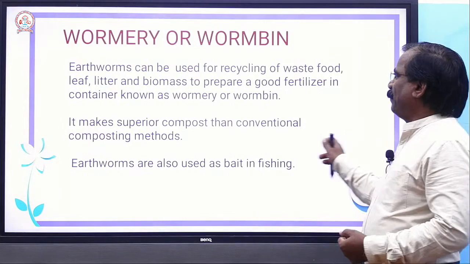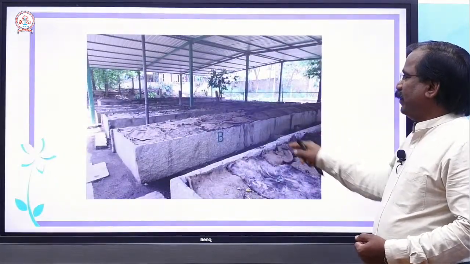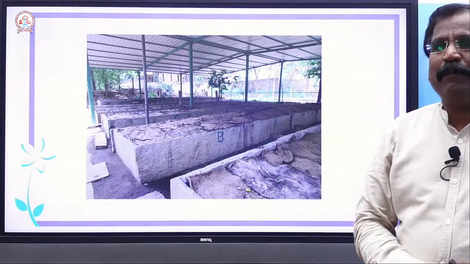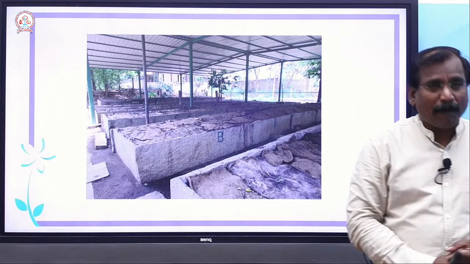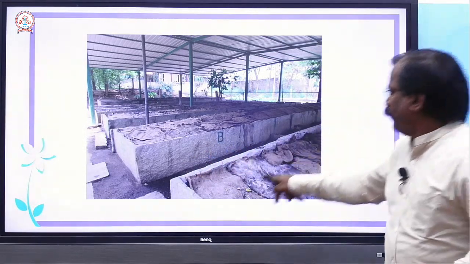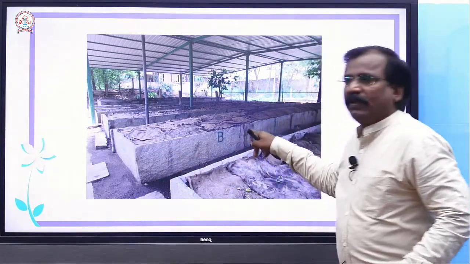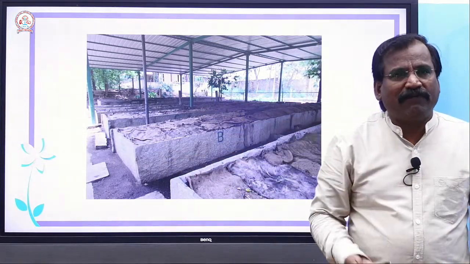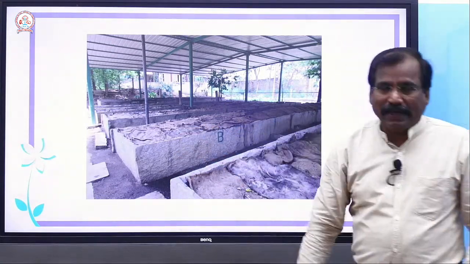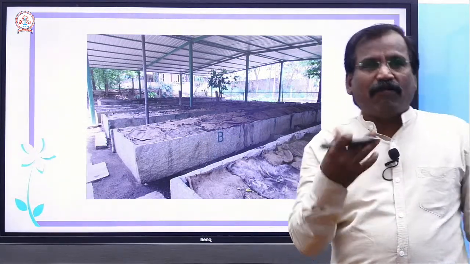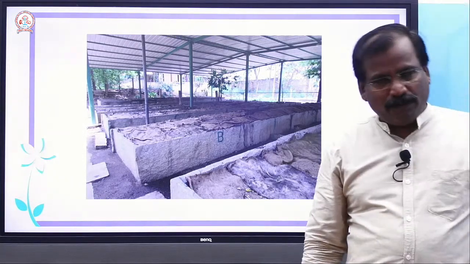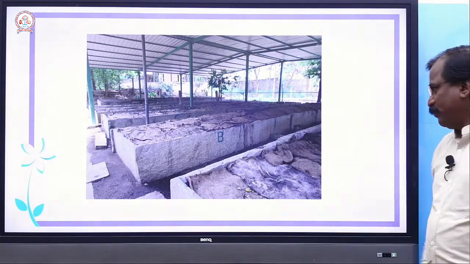Do you know what bait is? Anybody? This is the worm bin of any size. As I said, see the compartments. Inside, litter, leaf and waste organic materials are dumped. Inside there are earthworms that decompose the dead material and convert it into manure, manure as vermicompost.